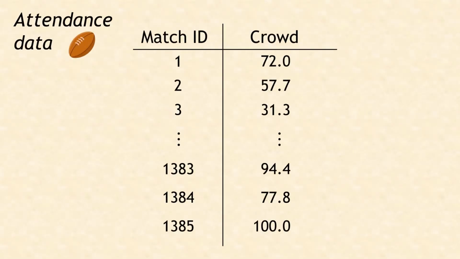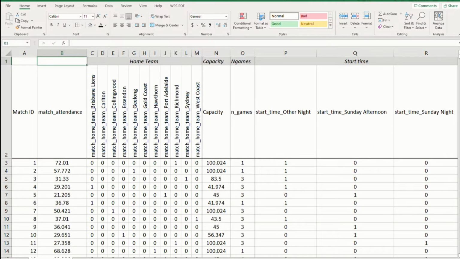The data we'll be using is the attendance figures from 1,385 matches of professional men's Australian rules football, each row representing a different match. The Y data in this case is the attendance in thousands of people for that particular match. Alongside the Y data, we have 22 X covariates.